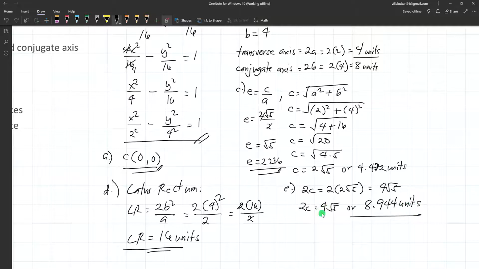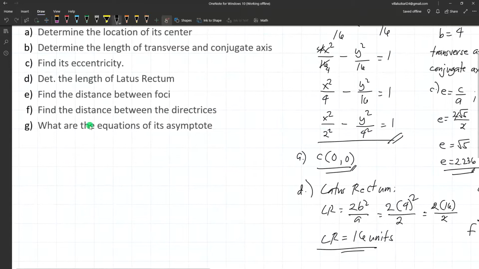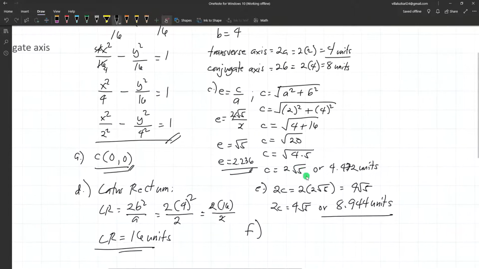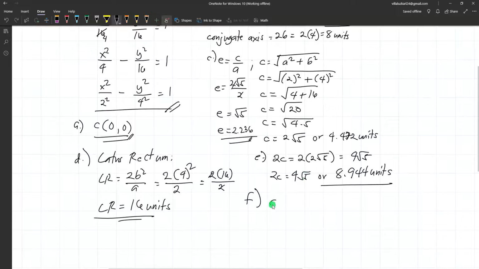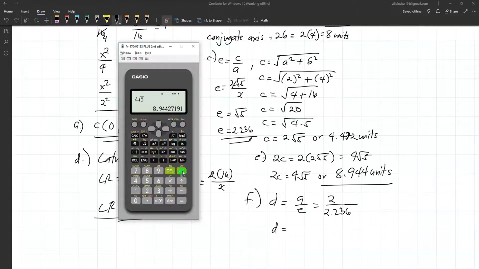Letter F. Find the distance between the directrices. Let's use the formula again. For d, d is equal to a over e. We have a of 2 and e of 2.236. Divide that: 2 over 2.236.